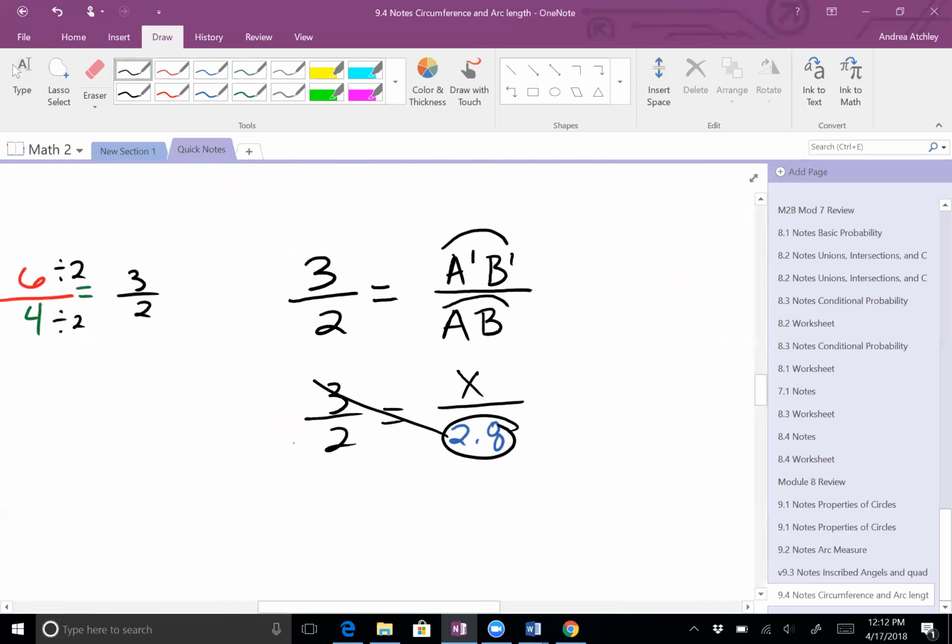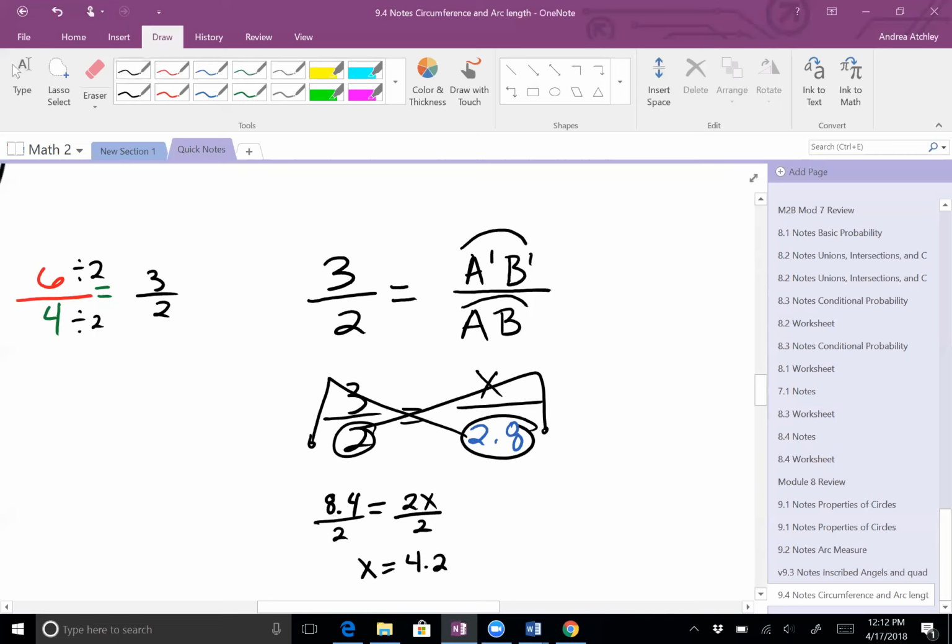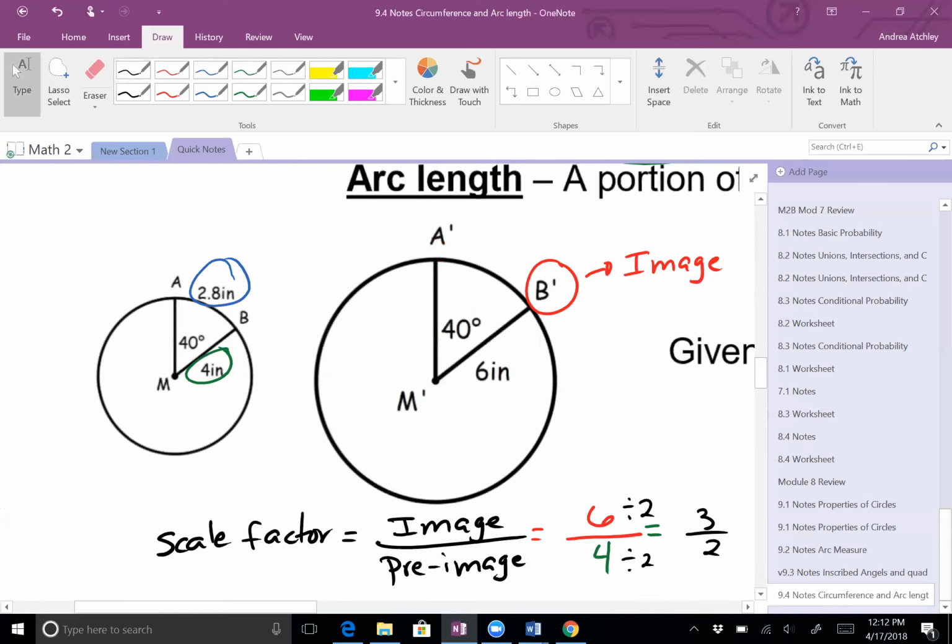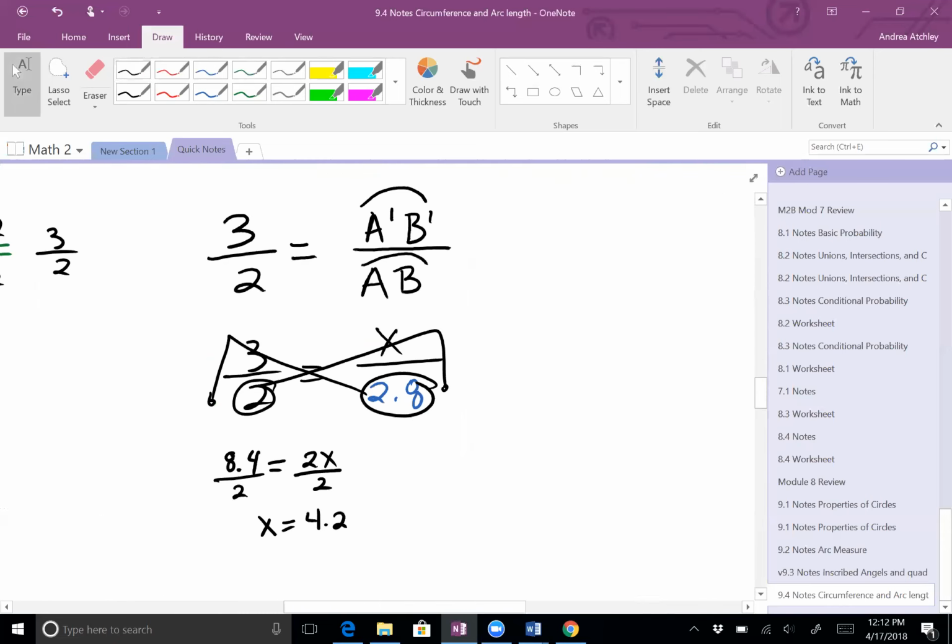So 2.8 times 3 equals 8.4, equals 2 times x, which is 2x. Then you divide by 2, and we get x equals 4.2 inches. Any questions over that? So that's how you can find the measure of different arcs in similar circles.